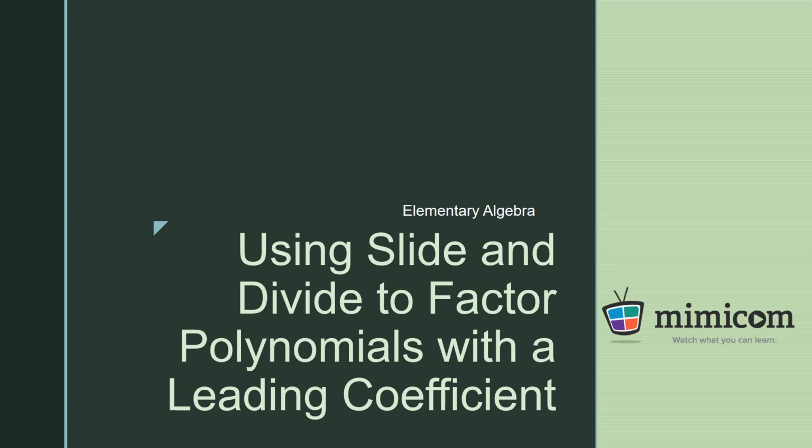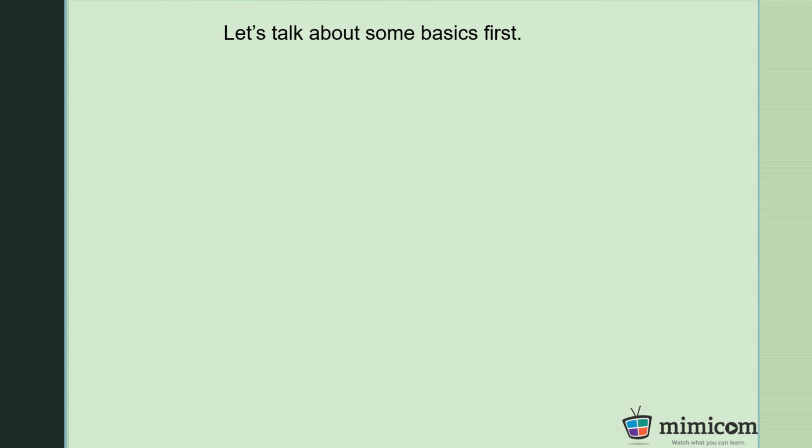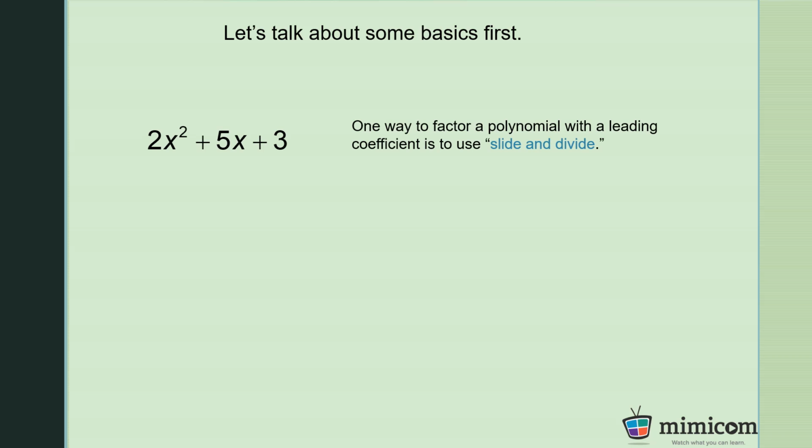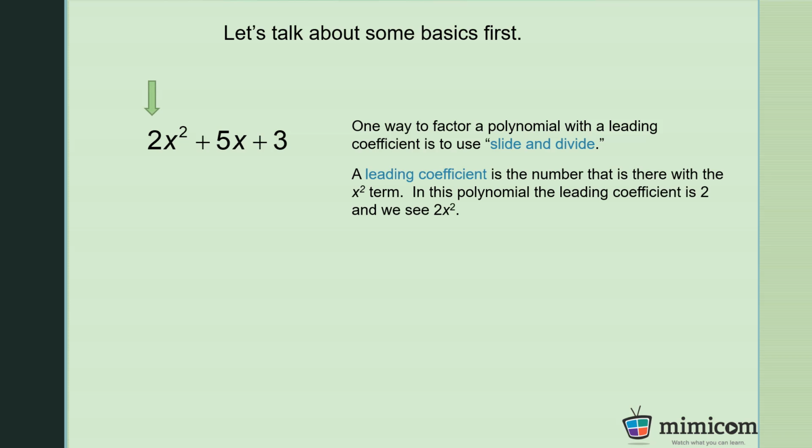We're going to take a look at using slide and divide to factor polynomials with a leading coefficient. Let's talk about some basics first. One way to factor a polynomial with a leading coefficient is to use slide and divide. A leading coefficient is the number that is there with the x squared term. In this polynomial, the leading coefficient is 2.